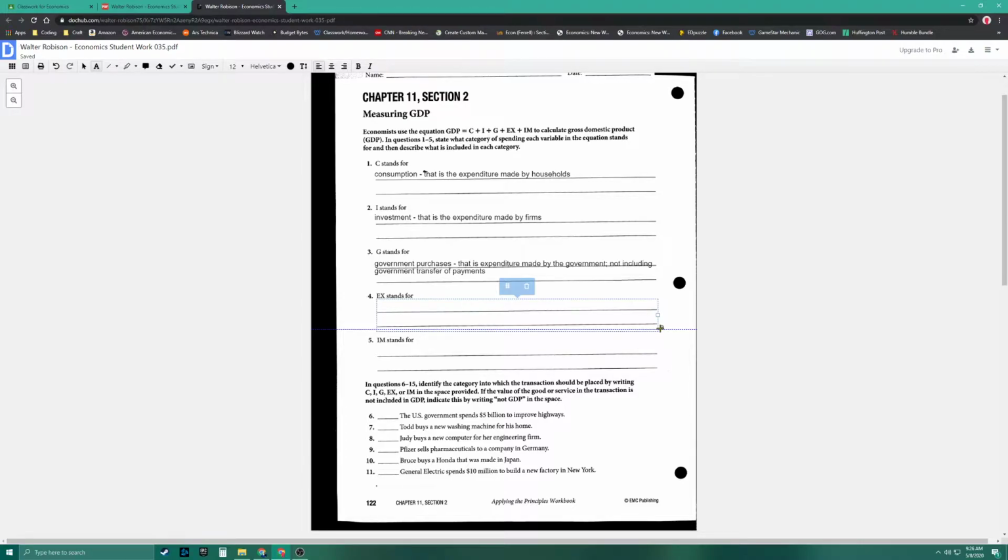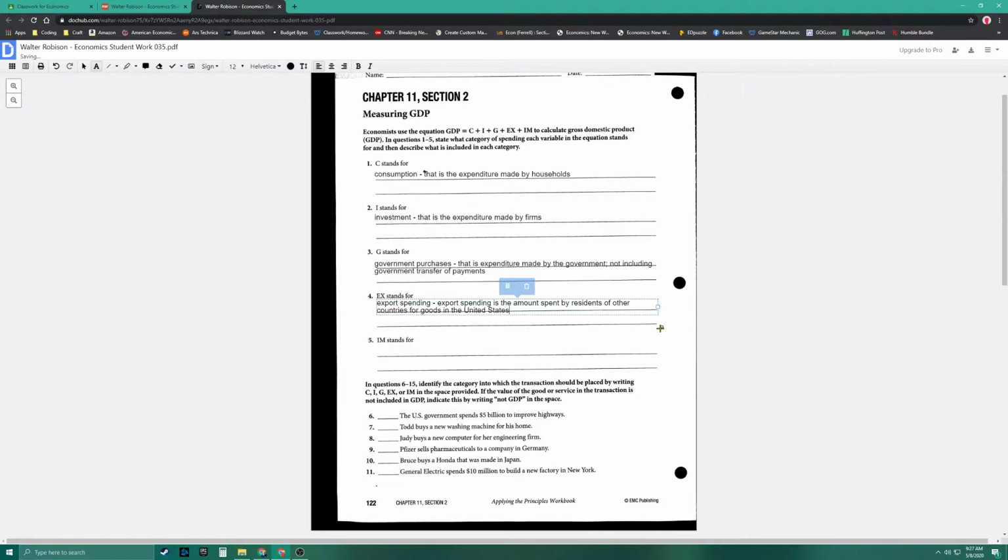All right, EX, what does it stand for? Well, EX stands for export spending. It is the amount that's spent by people inside of other countries, residents is what we'll call them, for goods that are produced in the United States.